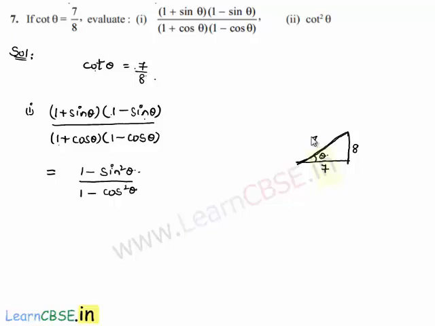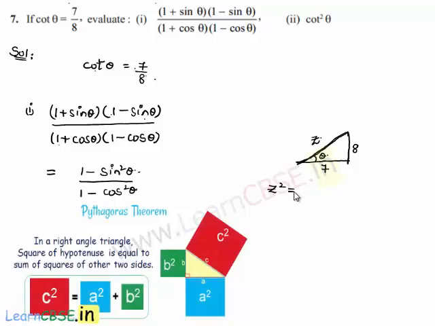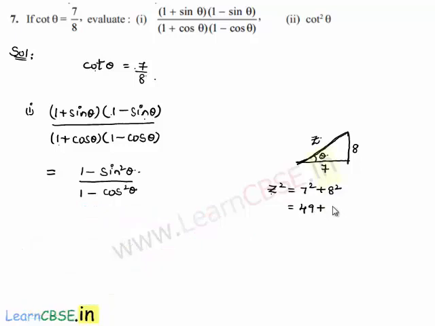Let us assume the hypotenuse is z, and from Pythagoras theorem we know that the hypotenuse square is equal to the sum of squares of the other two sides. We can write z square is equal to 7 square plus 8 square, which is 49 plus 64, which is nothing but 113. We got z square as 113, so now z will be equal to under root 113. Now 1 minus sin square theta by 1 minus cos square theta.